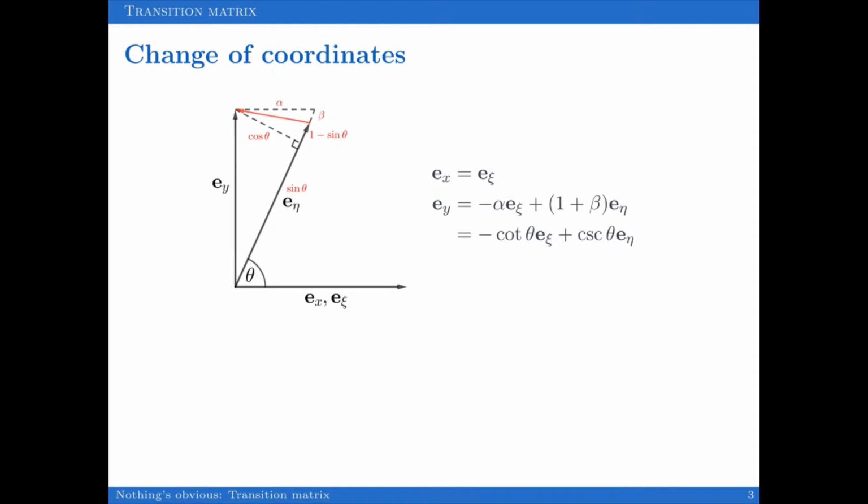So we just focus on the basis vectors of the xy coordinates, and we have to find how each basis vector maps to the new coordinate system. So we have to write e_x and e_y in terms of e_psi and e_eta. In the case of e_x, it's exactly the same as e_psi, and for e_y, it's a little bit more complicated.